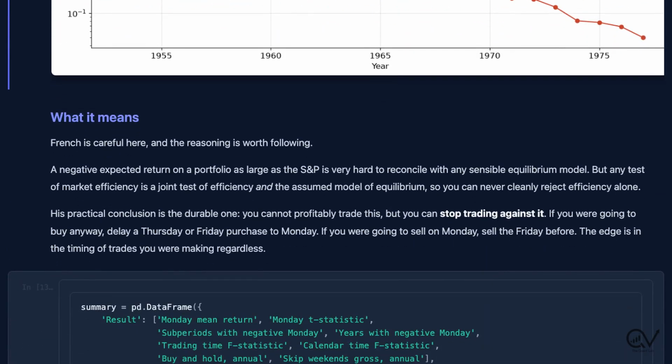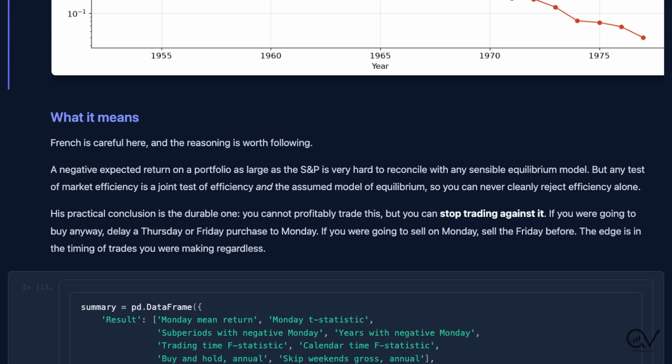French is careful in the conclusion, and the reasoning is worth following. A negative expected return on a portfolio as large as the S&P composite is very hard to square with any sensible equilibrium model. But he points out that any test of market efficiency is simultaneously a test of efficiency and of your assumed model of equilibrium. So you can never cleanly reject efficiency on its own.